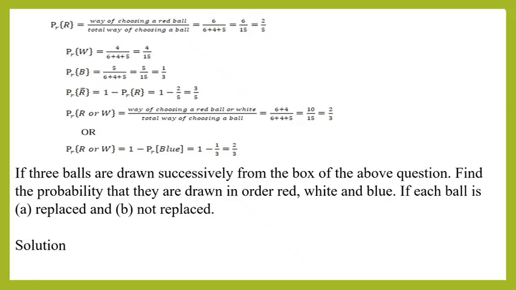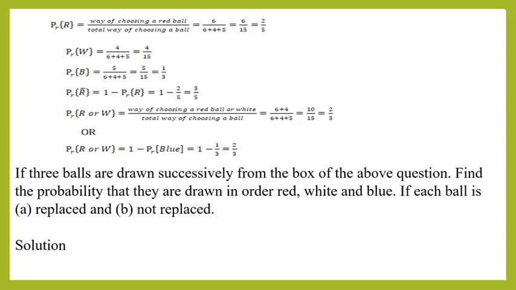Probability of white: the ways of choosing a white ball is 4. So it will be 4 over 6 plus 4 plus 5, which will give us 4 over 15. Also, the probability of choosing blue will be the ways of choosing a blue ball over the total ways of choosing a ball. That will be 5 over 6 plus 4 plus 5, which will be 5 over 15. That will give us 1/3.